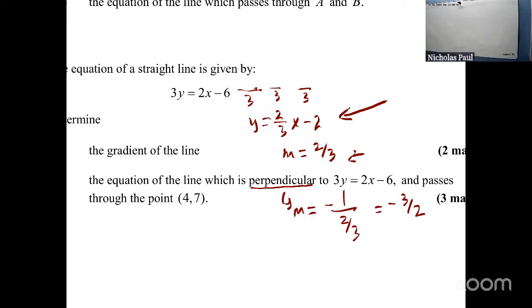I mean, how do you find the equation of a line? Right? And what's the gradient of this line? What's the gradient of this perpendicular line? Right? And what's the point on the line that you're going to use? That's all. So you're using 4 and 7 and minus 3 over 2. Same thing you do all the time.